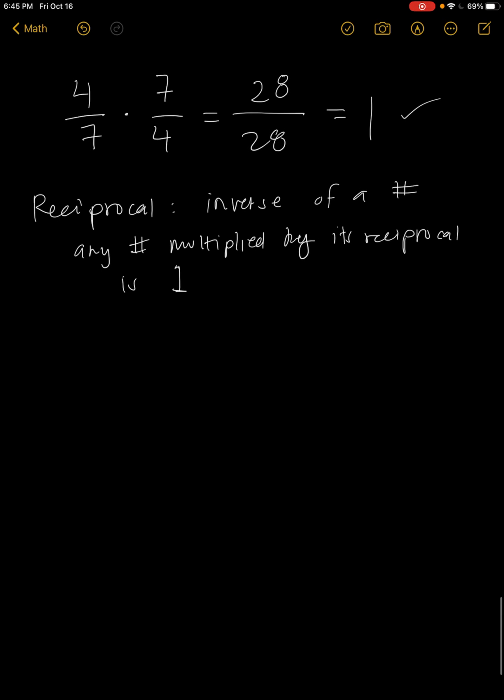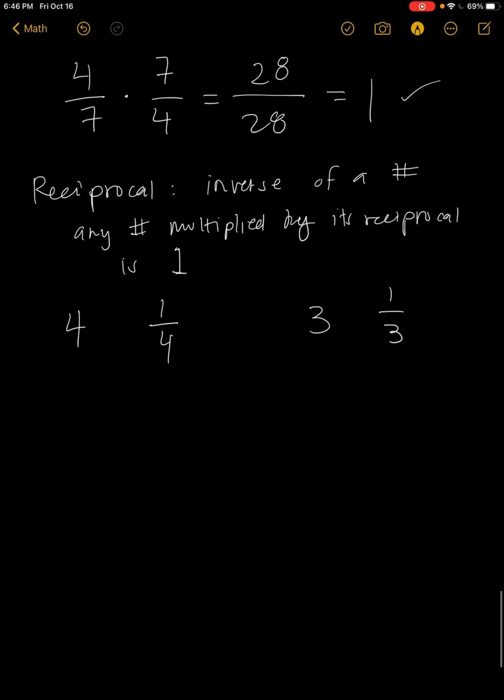So let's think of some reciprocals. So we had 4. What's the reciprocal of 4? 1/4. If we have 3, what was the reciprocal of 3? 1/3. What's the reciprocal of 4/7? 7/4. What's the reciprocal of x over 3? 3 over x. Hopefully you're seeing the pattern. And if it helps, you can always make the whole numbers fractions.